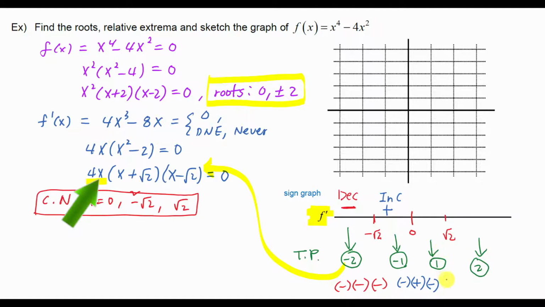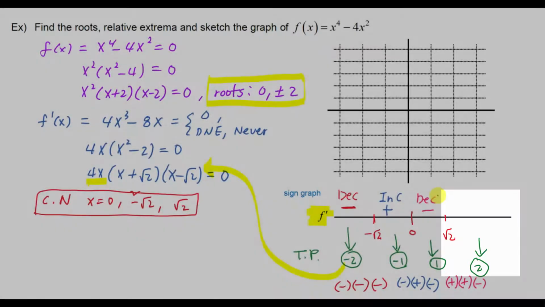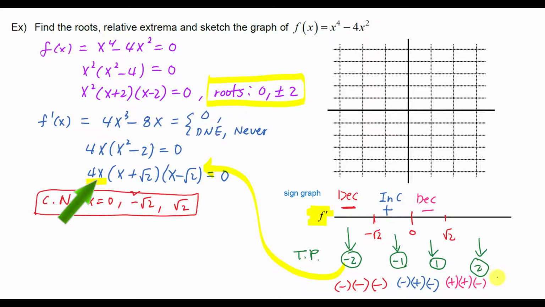And then let's plug test number 1 into the f prime. When you plug in positive 1, 4 times positive 1 is positive. 1 plus radical 2 is positive. 1 minus radical 2 is negative. So then you get negative, which means your original graph of f will be decreasing here. Last, for the interval radical 2 to infinity, plug in test number 2. So now 4 times 2 is positive. 2 plus radical 2 is positive. 2 minus radical 2 is still positive. So this is positive, which means the original graph will be increasing here.